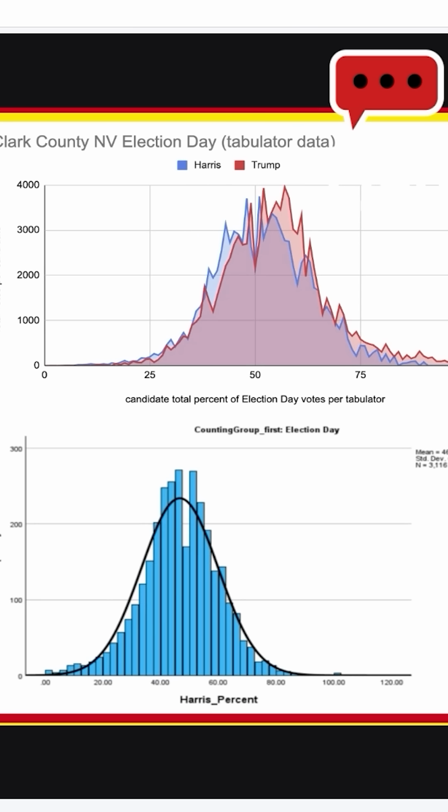This is election day 2020. The top is just the overlay of both, and what you'll notice is election day almost matches a normal distribution, a bell curve. There's only one little split here at around 50%. Maybe that's an anomaly, maybe that isn't. But this is what you would more expect to see, a normal distribution.